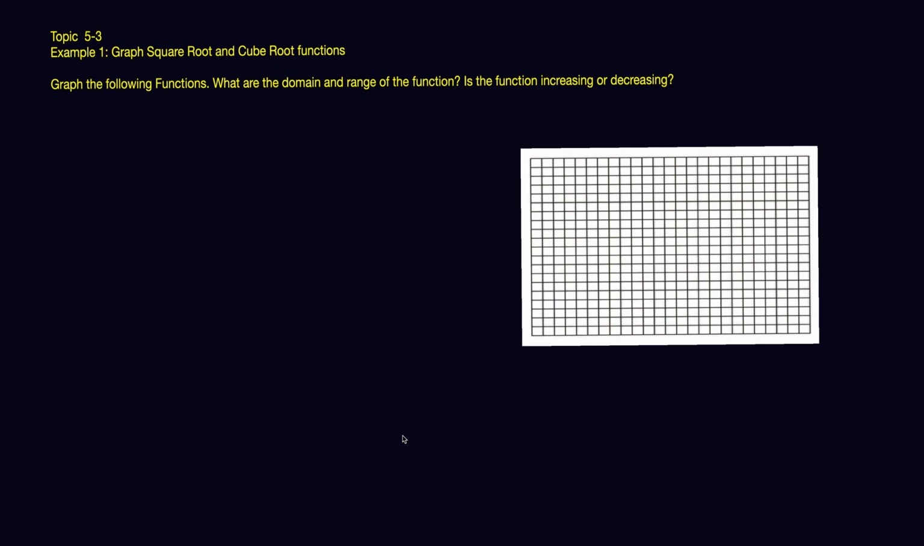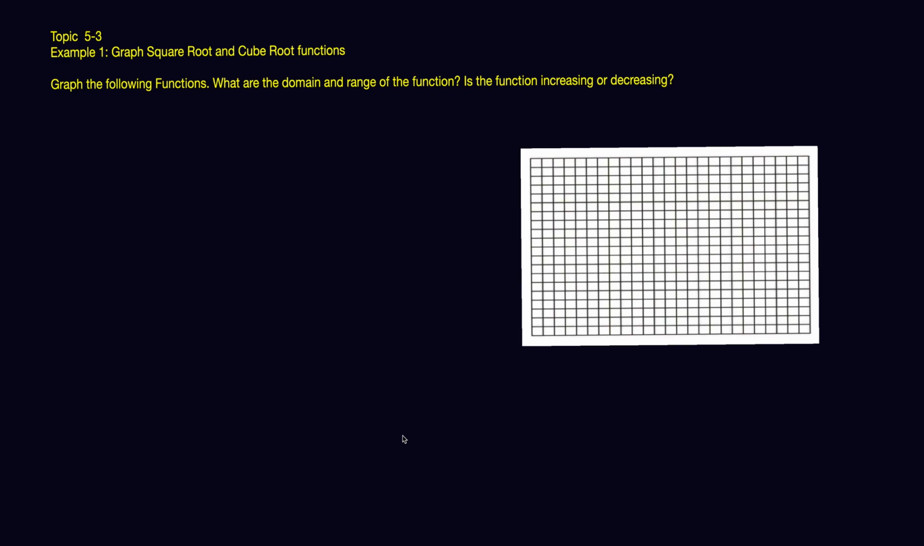We're going to look at topic 5-3 from the Savvas Algebra 2 math book, and we're looking at example 1. We want to graph square root and cube root functions. So we're going to look at the graph of the function, the domain and range. Remember, domain refers to the x-axis and the range refers to the y-axis. And the function, if it's increasing or decreasing.